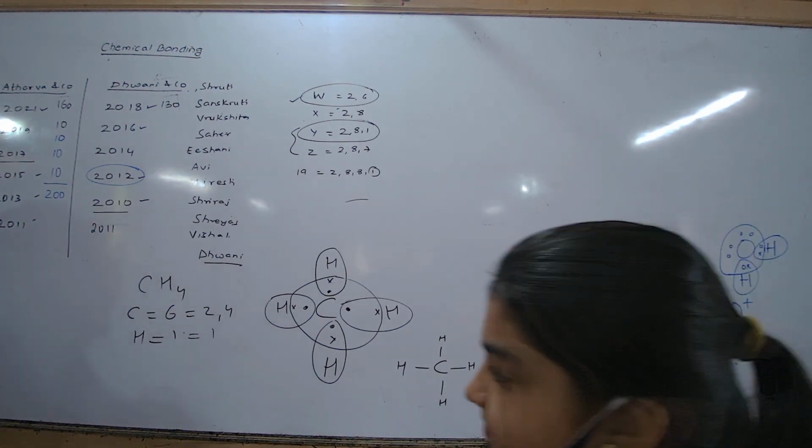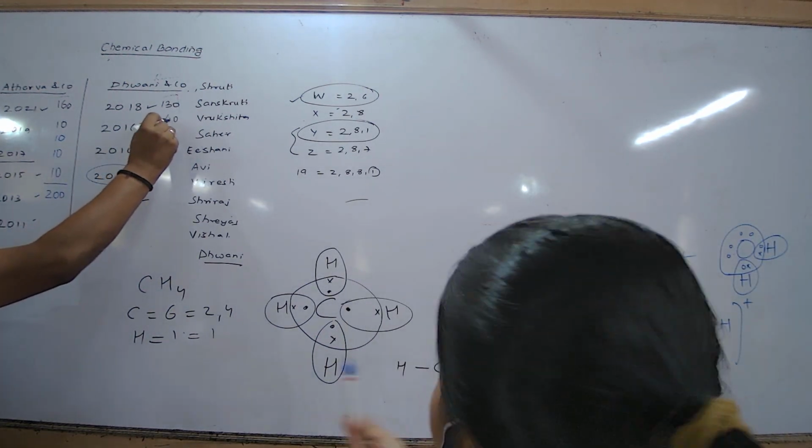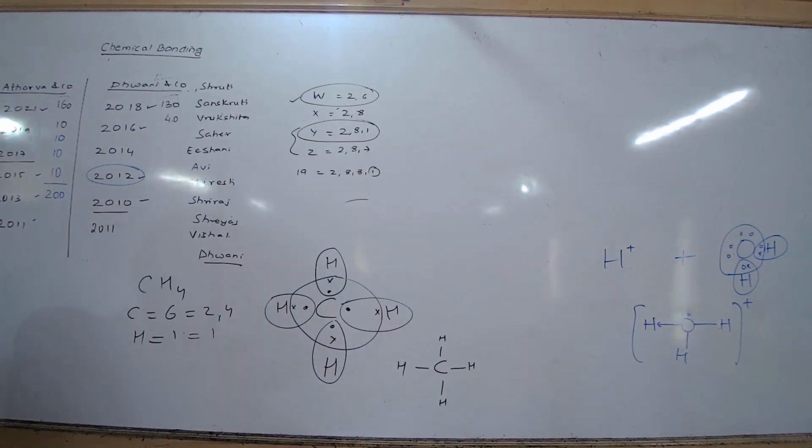Good. Now we should get 60 points, right? Okay, today only we discussed. But it's the 3 question. 40 points. We'll get it.